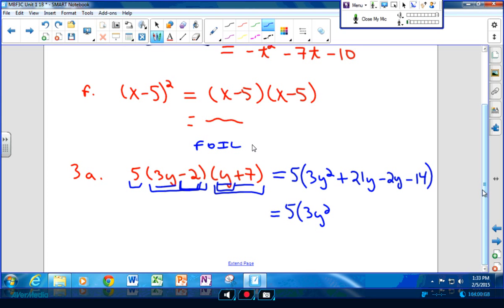If you're multiplying different types of equations or expressions together, you might be combining like terms in other parts of it, but when you're multiplying two binomials together, it's always going to be the middle two. Okay.